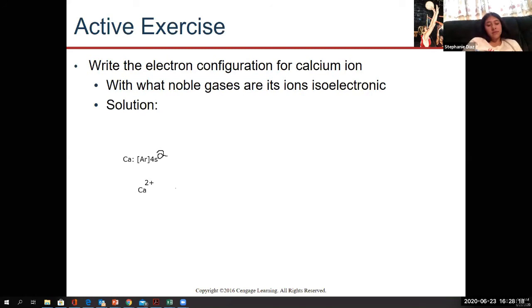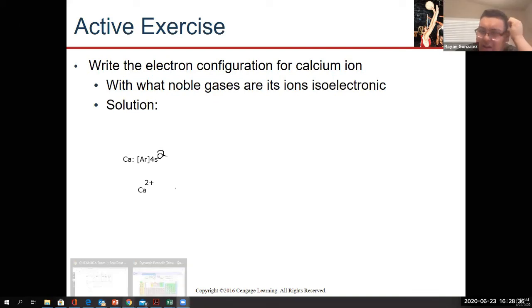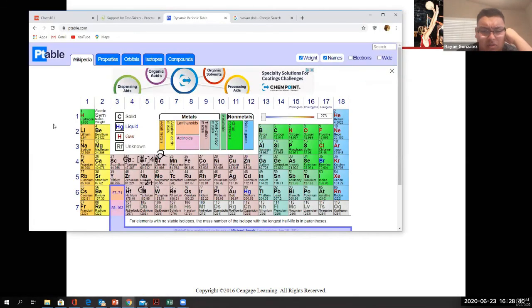I'm confused in that part. How do you know it's Ca2+? Okay, where is calcium located? Let's pull it up. Oh, in the second group. Would it be 4s? No, it wouldn't be -2, I don't believe.